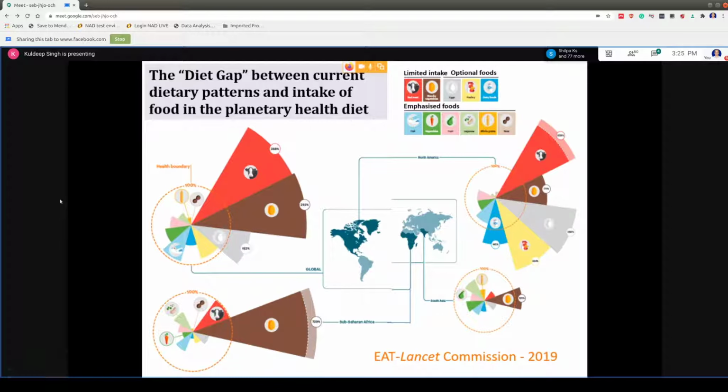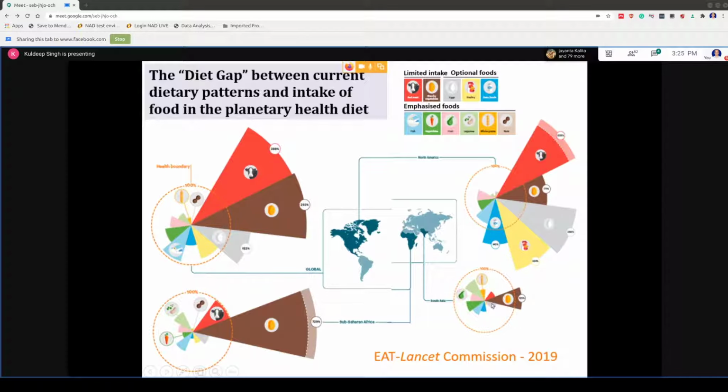See one more thing. This is again global data. There's an unequal distribution of food. If you look at countries like North America, anything which spikes out of this circle means they are overeating it. Have a look at India. Other than the cereals, our diets are deficit in everything. Be it vegetables, nuts, or animal food, we are actually deficit in all these things.